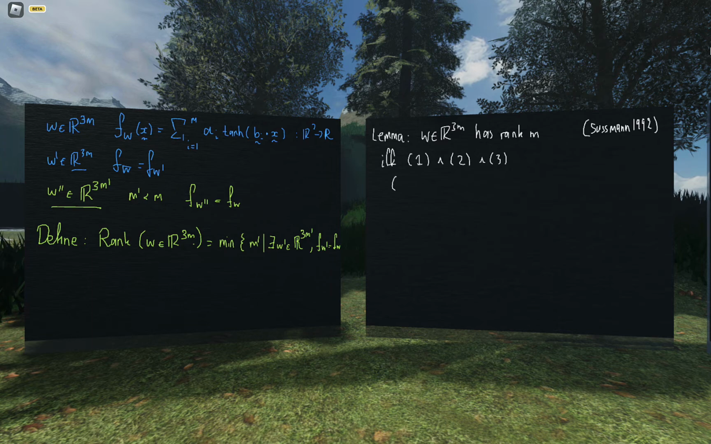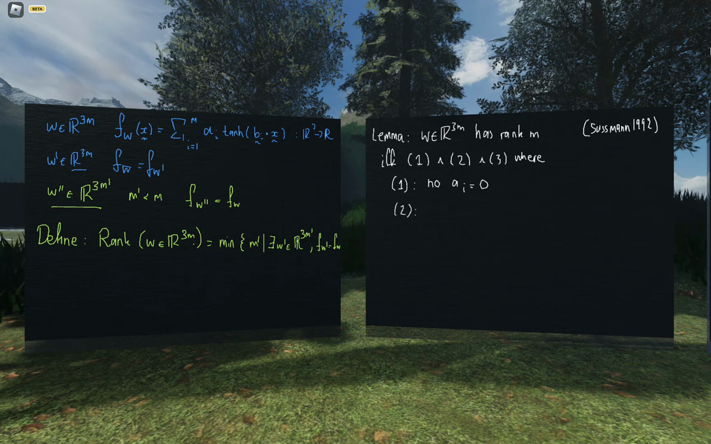Where one is no AI is equal to 0, where these are the outgoing weights of the parameter W. Intuitively, if any of the AIs were equal to 0, then you could just remove that unit because it's not contributing to the output.